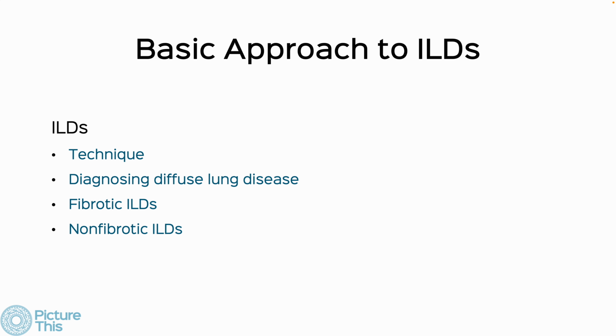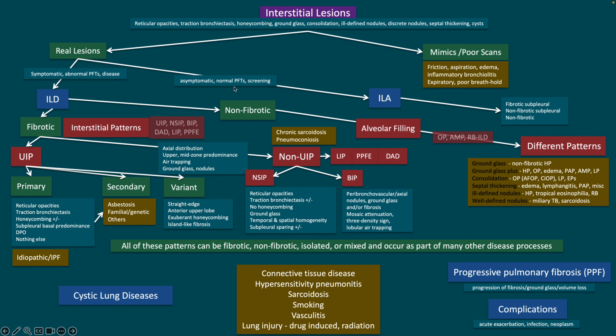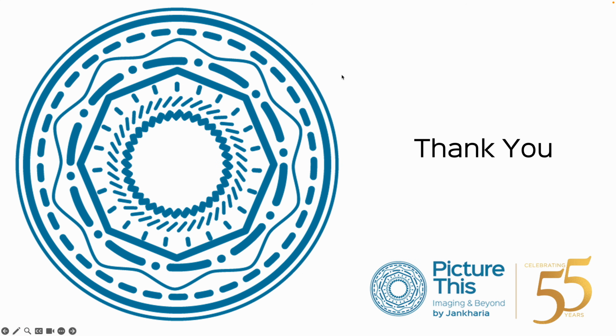So that was a basic pattern approach to ILDs, where you first need to identify what the pattern is, obviously assuming that the scan is of top quality, and then figure out whether it's fibrotic, non-fibrotic, and then within these figure out what pattern it fits into. This is the current algorithm that I'm working with that allows us to get an understanding. I did do a post on it at CT Chest Review. If you're interested, go through that.